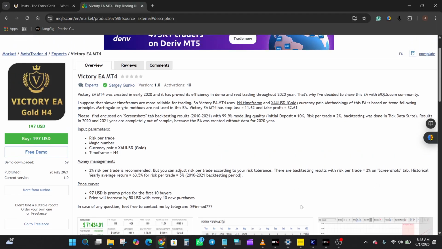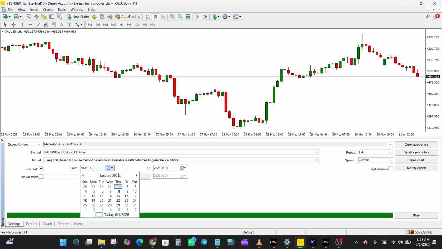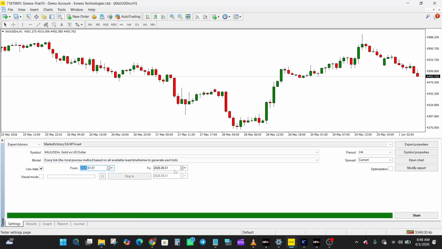Now we're just going to head over to our strategy tester. I've already run the test. Okay, we tested the Victory EA on XAUUSD, of course the recommended pair, on the recommended time frame H4, and we are using the every tick model, of course. Run the test from the beginning of the year, 1st January 2026 till date, so that we can get reasonable data for the backtesting.